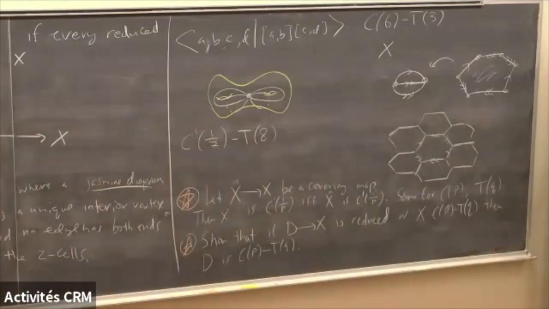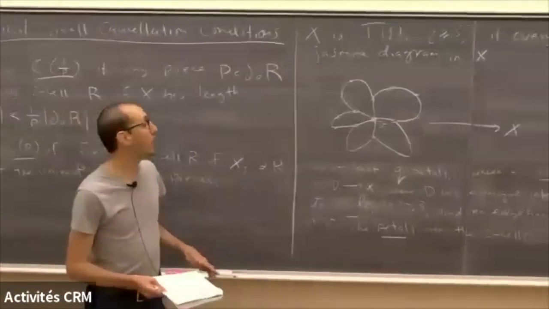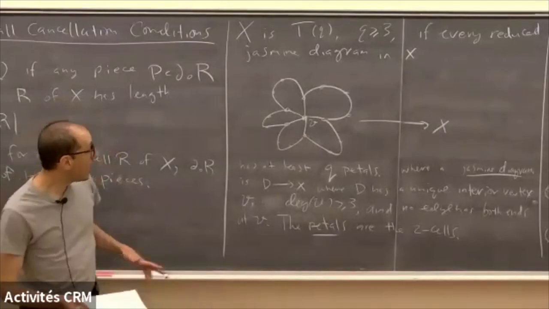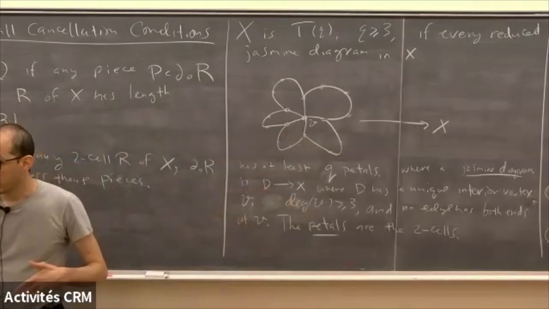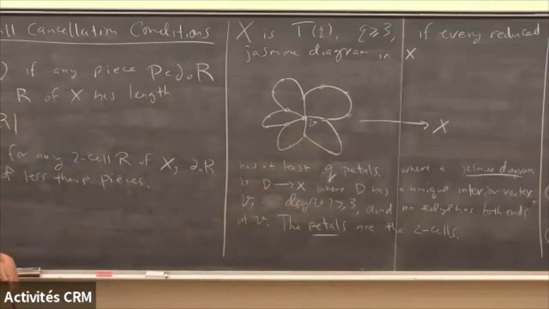Okay, any questions about these definitions? Yeah. Interior vertex, like what do I mean by interior vertex? Yeah, so an interior vertex of a disk diagram is one that's not contained in the topological boundary of the disk diagram inside of S2. Other questions about these conditions?